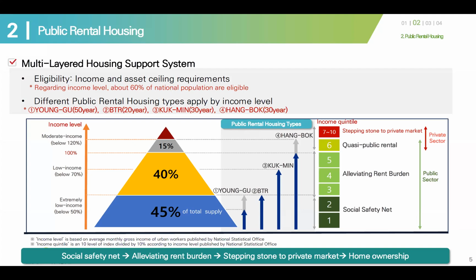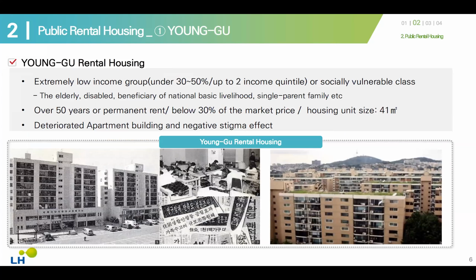Next, the third to fifth income quintiles represent the low income group, and public bodies provide Gungmin and Hangbok public rental housing types. For the sixth income quintile, the government provides quasi public rental housing. In sum, the multi-layered public rental housing system in Korea is a customized housing support program considering income level, and it can be a stepping stone to the private market. I would like to show you more detail about the public rental housing types.